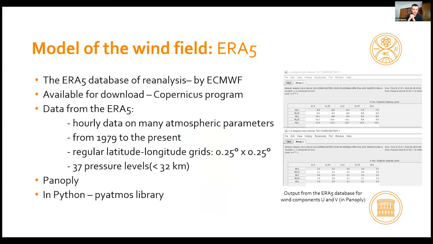The next part of the aerodynamic model is the wind field. We prefer to work with the ERA5 meteorological database. The ERA5 database is a climate reanalysis produced by ECMWF, providing hourly data of many atmospheric parameters from 1979 to the present. Atmospheric data is analyzed on regular latitude-longitude grids with this resolution, with atmospheric parameters on 37 pressure levels. We can work with downloaded data in the Panoply program, or we can work efficiently with the ERA5 database in Python using the PyAtmos library.